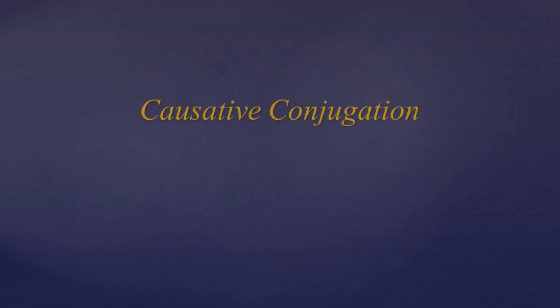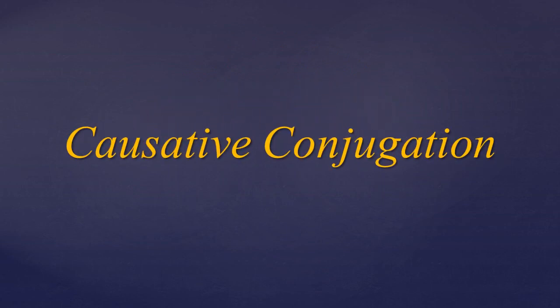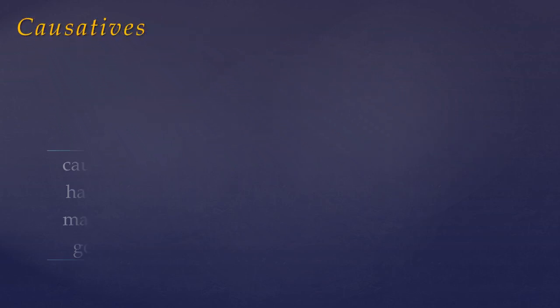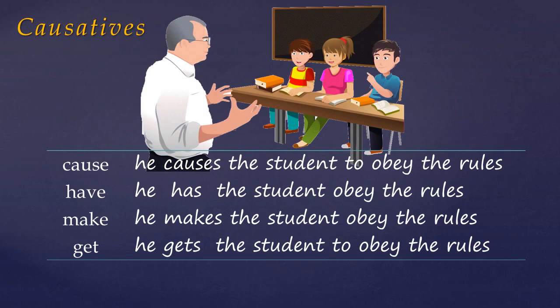Okay, so now we're going to move on and look at the conjugation of causative verbs, both their formation and their use. A causative verb, as the name implies, is one where someone or something is caused, ordered, or instructed to act. And they roughly align with English verbs have done, make done, and get done in a causal sense. He gets the student to obey the rules.